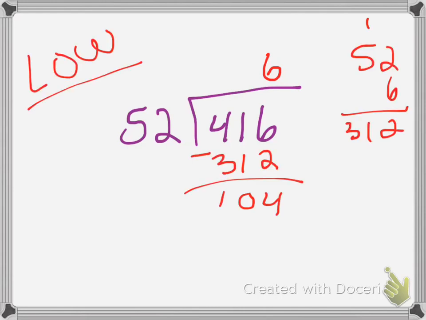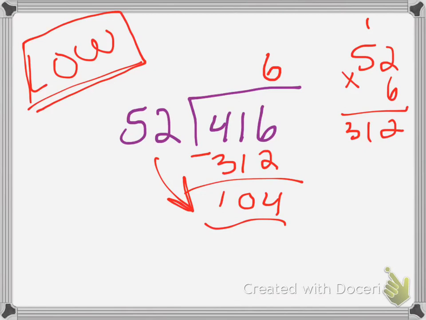Alright, ladies and gentlemen, if you come back, I determined that this number was too low. So having a 6 in the quotient was too low. So what I did was I multiplied 52 times 6, and it gave me 312. Then I subtracted that 312 from 416, but I still had 104 left over. And 52 can still go into 104, so I know that this digit up here is too low.